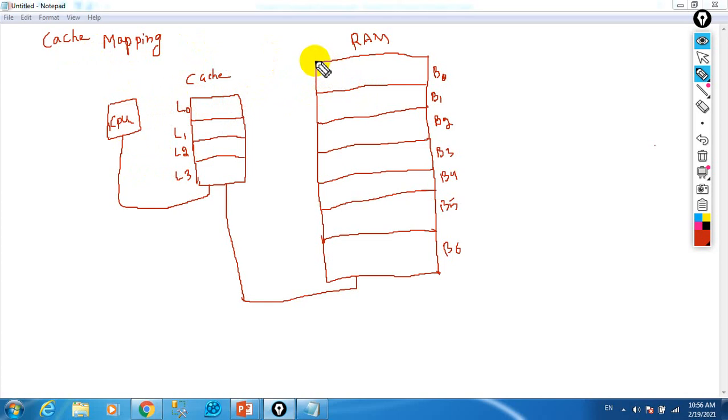For example, here we have different words: word 0, word 1, word 2, word 3. Word means the memory unit. Mostly we can say that the memory is, for example, 2 GB.